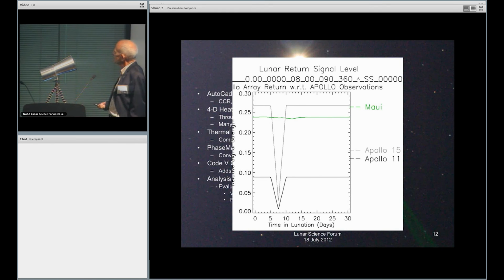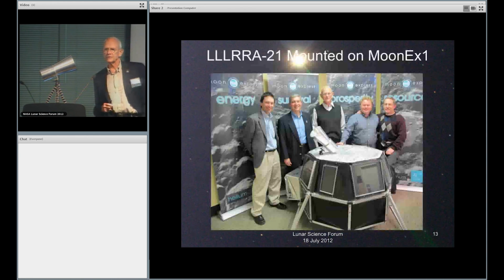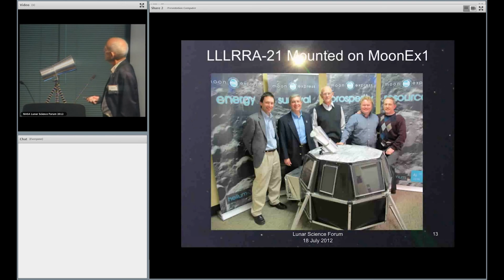These are the return signals for Apollo 15 and Apollo 11. Apollo 15 is a retro currently on the surface of the moon, which a number of stations can get to. And so what we would like to do is to get the same kind of return for our package here. But this indicates problems on the present retroreflectors. There's a large dip at lunar noon.